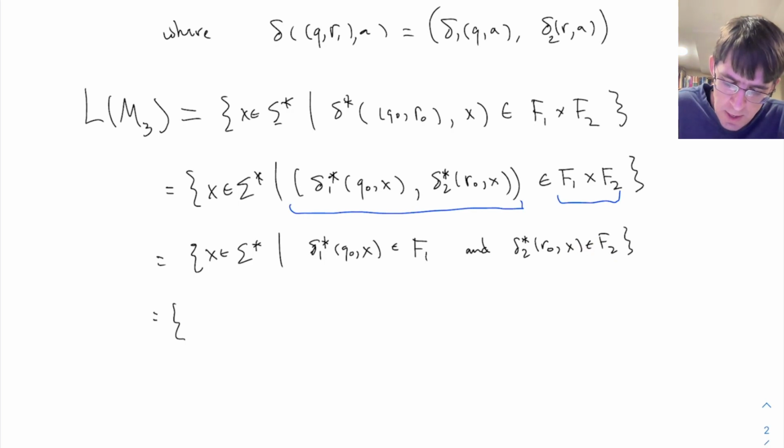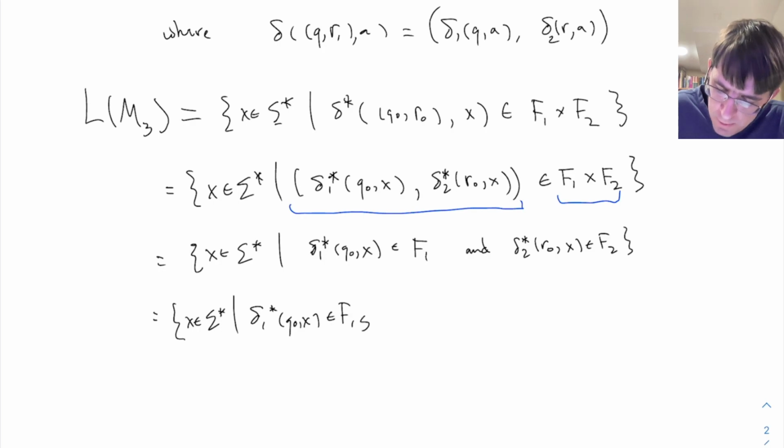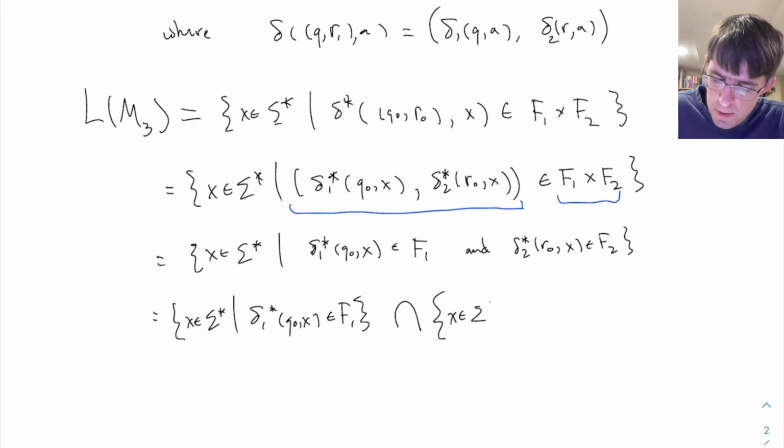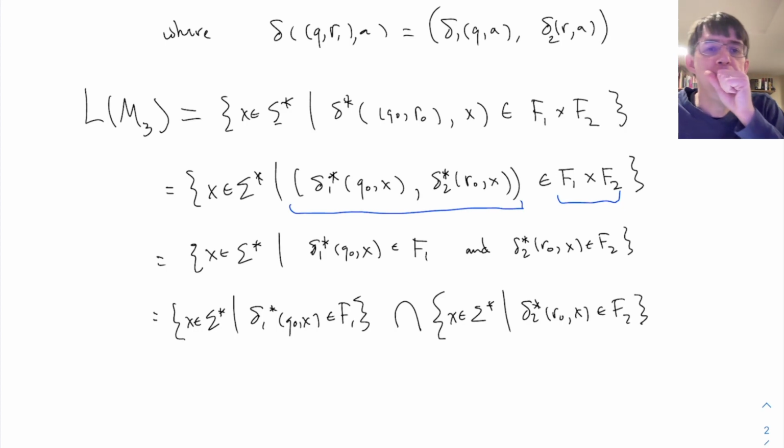This is x in sigma star such that delta 1 star of q0 and x is in F1, intersect x in sigma star such that delta 2 star of r0 and x is in F2. That is, writing the set which has an "and" in it is the same as an intersection.